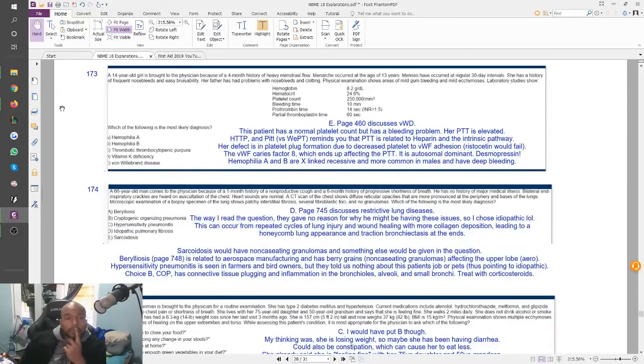173, a 14-year-old girl is brought to the physician because of a 4-month history of heavy menstrual flow. Menarche occurred at the age of 13. Menses have occurred at regular 30-day intervals. She has a history of frequent nosebleeds and easy bruisability. Her father has had problems with nosebleeds and clotting. Physical exam shows areas of mild gum bleeding and mild ecchymoses.